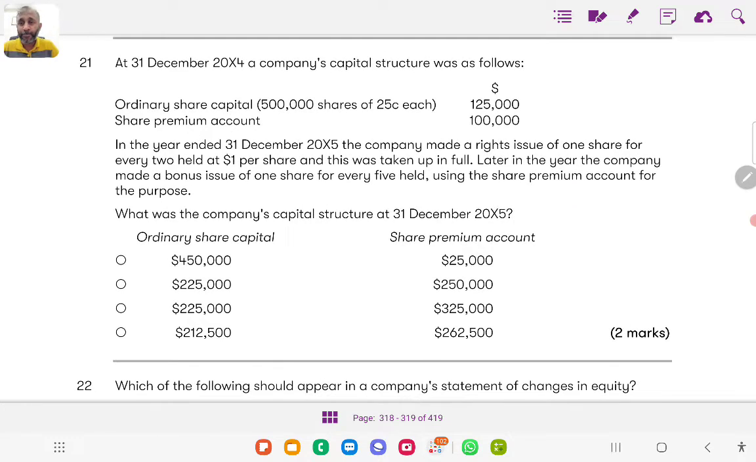Question number 21. At 31st December 2014, a company's capital structure was as follows. Ordinary share capital 500,000 shares of 25 cents each, share premium 100,000. In the year ended 31st December 2015, the company made a rights issue of 1 share for every 2 held at $1 per share, and this was taken up in full. Later in the year, the company made a bonus issue of 1 share for every 5 held using the share premium account for the purpose. What was the company's capital structure on 31st December 2015?